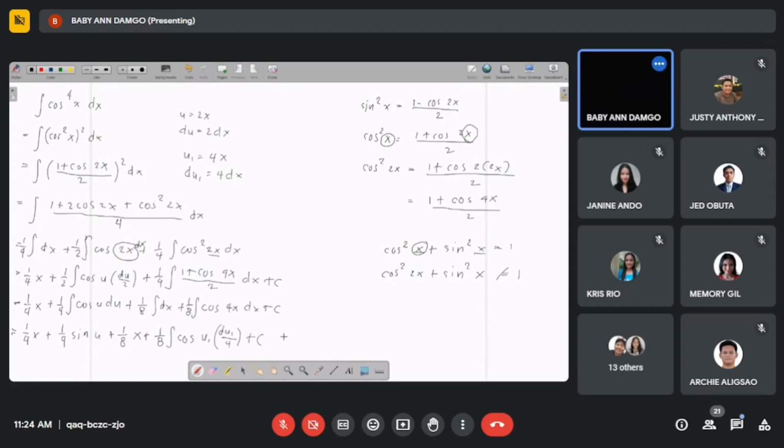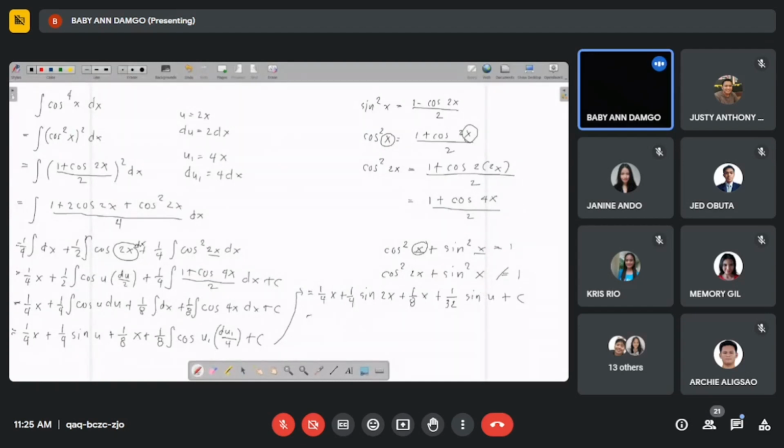Okay, so this is equal to 1/4 x plus 1/4. Substitute the value of our u, which is 2x. So we have sine 2x plus 1/8 x plus, 1/8 times 1/4 is 1 over 32, integration of cosine u sub 1 du sub 1 is sine u plus c, in which our u here is 4x.